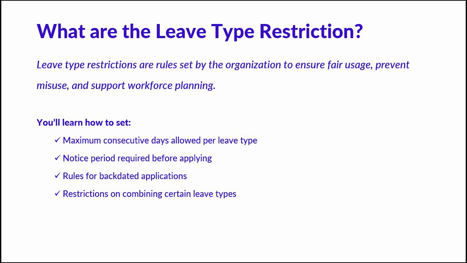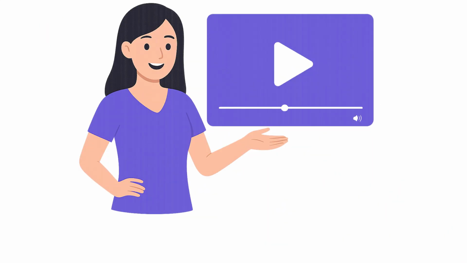So the different leave type restrictions which can be set by the organization are: the first one is the maximum consecutive days allowed for a particular leave type; the second is the notice period or the advance days required before applying for a particular leave type; the third is how many days backdated applications can be applied; and the fourth one is what different leave types can be combined and which ones cannot be combined. So let's understand how these restrictions can be applied.